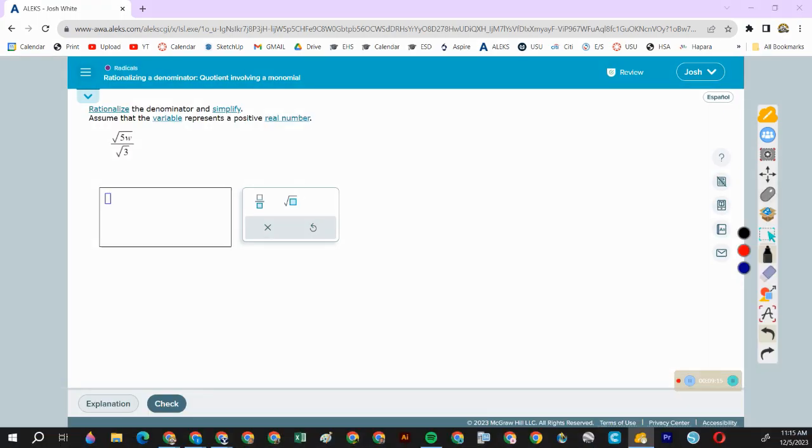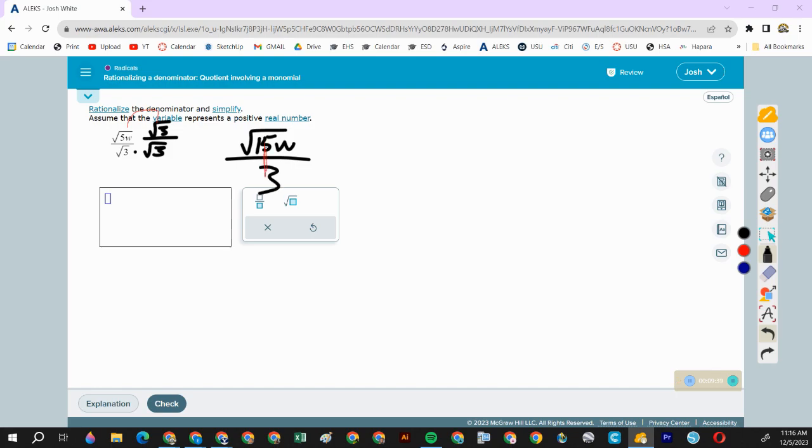Okay. We need to rationalize the denominator. So I times it by the square root of 3 over the square root of 3. On top, the outsides are both 1. The inside becomes 15, or root 15w. And the bottom becomes 3.